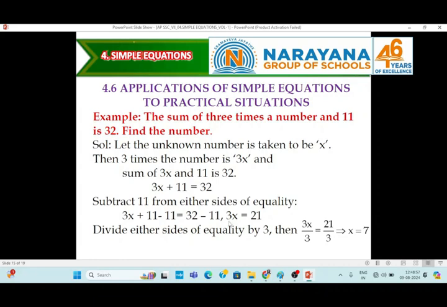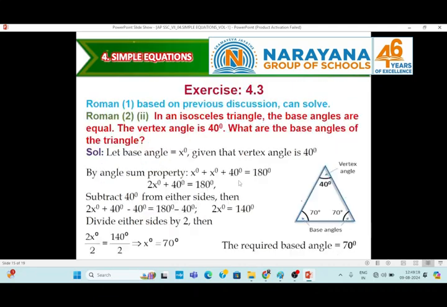So 3 is multiplying with x. So divide either side of equality by 3. Then 3 gets cancelled, 21 divided by 3 is 7. So the value of the required number is 7. So 3 sevens are 21, and if you add 11 to 21, the result is 32. That is verification. Now the third exercise, if you see the first Roman, based on the previous discussion we can solve.